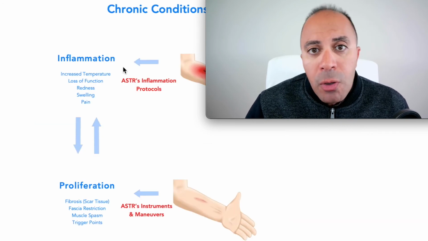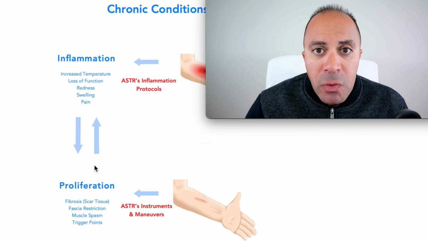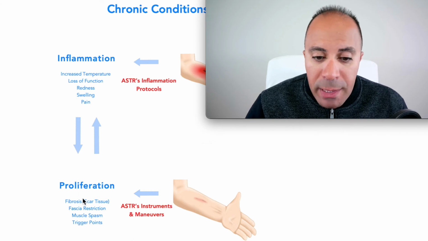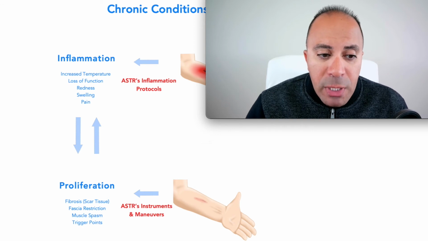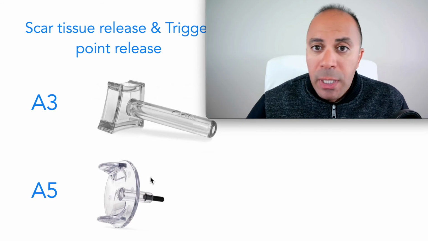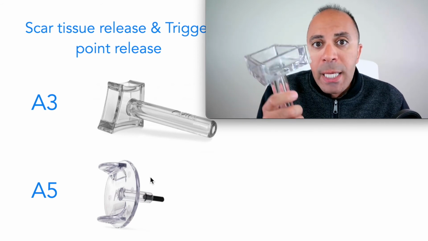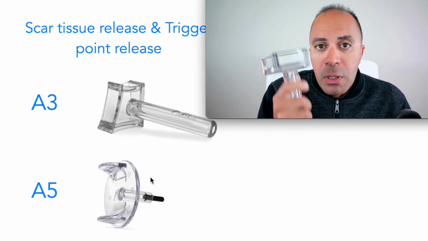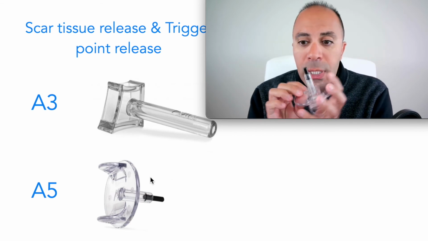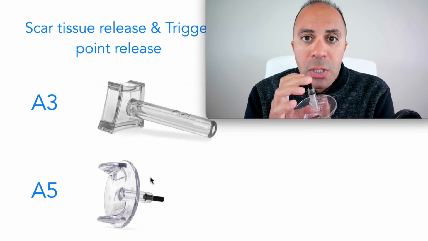While we are working on the inflammation stage, we have to work on the proliferation stage. So we need to break the scar tissue, fascial restriction, and muscle spasm. What I personally use is the A3 to break superficial scar tissue, and then I use the A5 to release deep adhesion, fascial restriction, and trigger points.